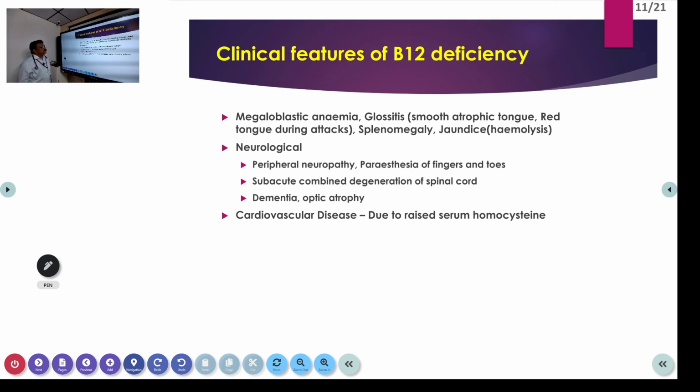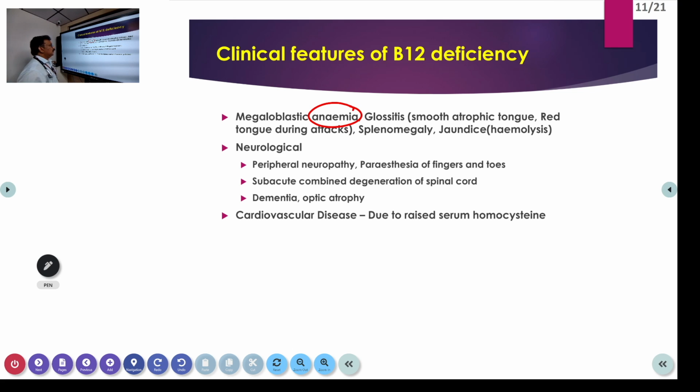Now, clinical features, there are a few important clinical features. We will not be able to discuss everything. One is anemia. So, megaloblastic anemia is classical. Glossitis, smooth atrophic tongue, red tongue during attacks, splenomegaly, jaundice.